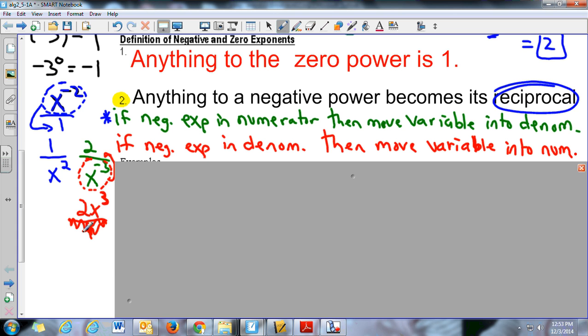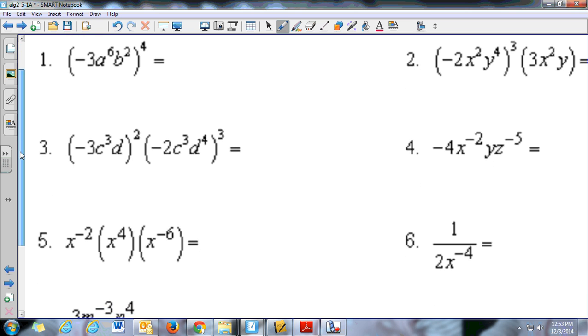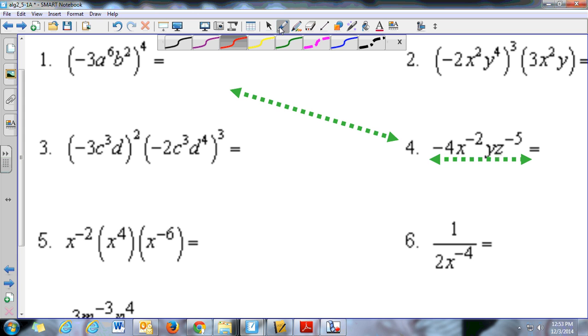So let's take a look at a couple examples. All right. So today we'll start here with number 4. Here you can see we've got negative 4 times x to the negative second with a y and then z to the negative fifth. Basically what we want to do here is we want to get this to be all positive exponents. So again, an easy thing that we can do here is change this into a fraction. Simply put it over 1.